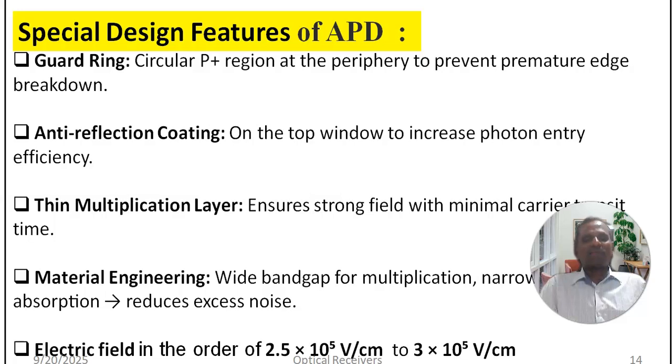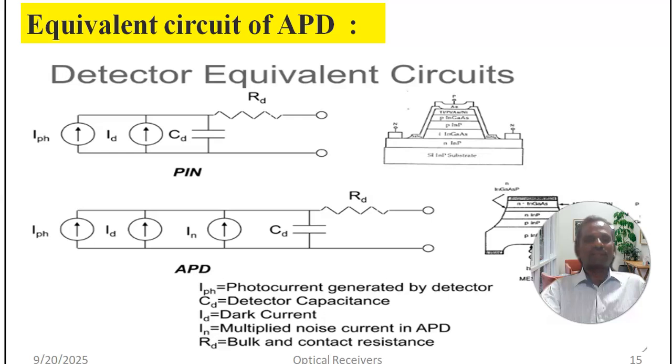The electric field will be in the order of 2.5 × 10^5 volt per meter to 3 × 10^5 volt per meter. So this will be the maximum amount of electric field produced inside the avalanche photodiode at the impact ionization place. And this is your equivalent circuit of the avalanche photodiode.